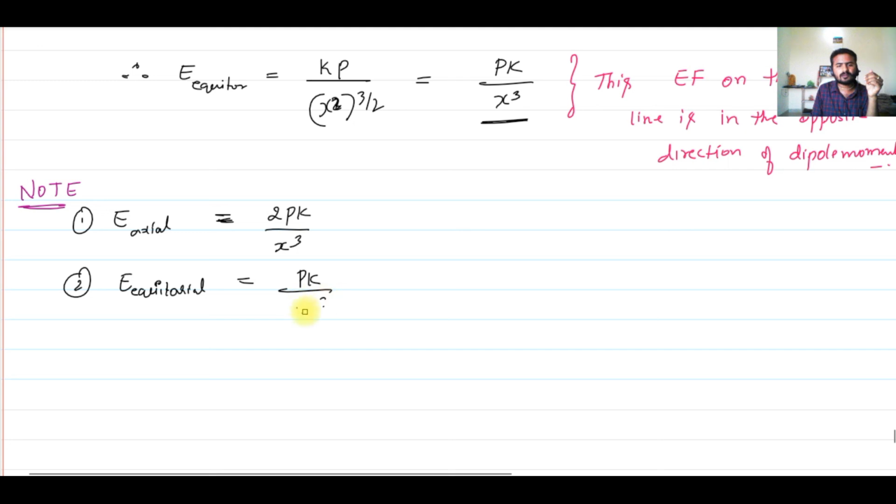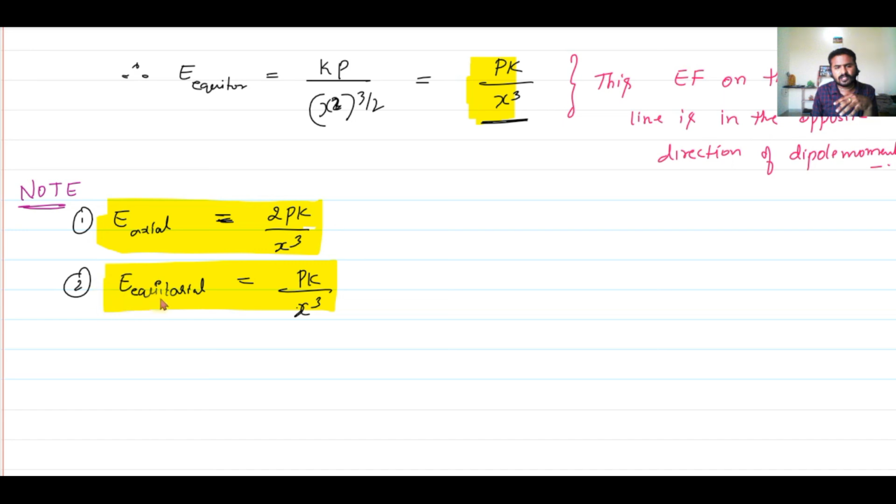Now if you compare both of them, you can see that electrical field along the axial line is 2 times electrical field along the equatorial line. That is an important note. They will ask what is the ratio of electrical field along the axial line at a distance x to the electrical field along the equatorial line at the same distance x. So that is going to be 2, because electrical field on the axial line is 2 times the electrical field along the equatorial line. So these two are very important derivations. You should remember them. There are 5 marks derivations. Most probably if you are in state level board, surely they will ask this question.